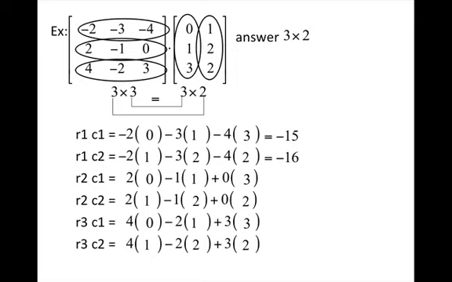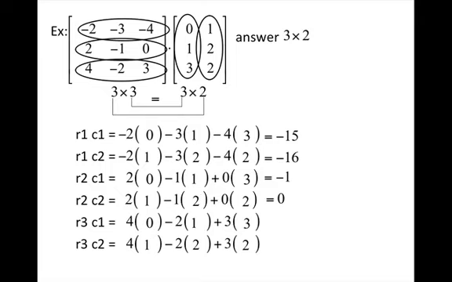In row 2, column 1, 2 times 0 is 0. -1 times 1 is -1. And 0 times 3 is 0. So I just have a -1. Then in row 2, column 2, 2 times 1 is 2. -1 times 2 is -2. And 0 times 2 is 0. So I have 2 minus 2 plus 0 gives me a 0.